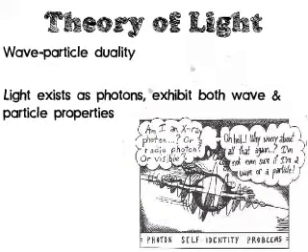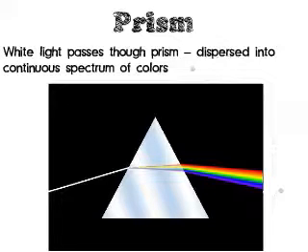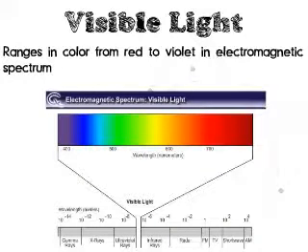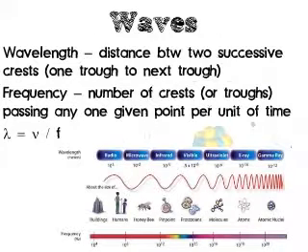Light exists as photons that exhibit both wave and particle properties. When visible light passes through a prism, it is dispersed into a continuous spectrum of colors. The spectrum of colors ranges from red to violet in the electromagnetic spectrum. Photons exhibit wave properties, and we can characterize these properties by measuring wavelength or frequency. A wavelength is the distance between two successive crests, or one trough to the next trough. Frequency is the number of crests or troughs passing any one given point per unit of time.